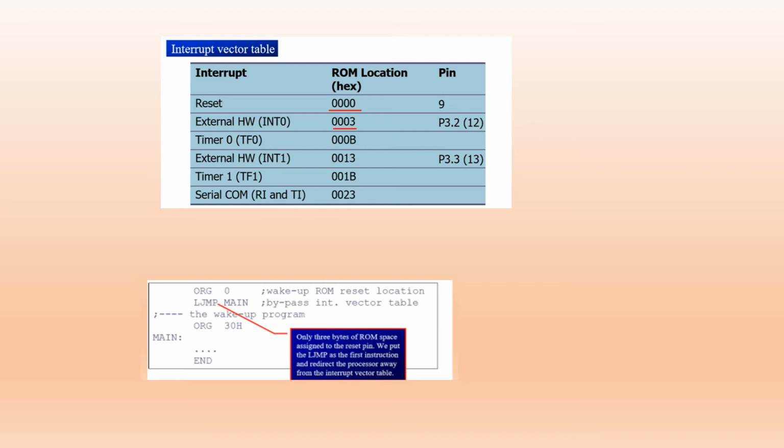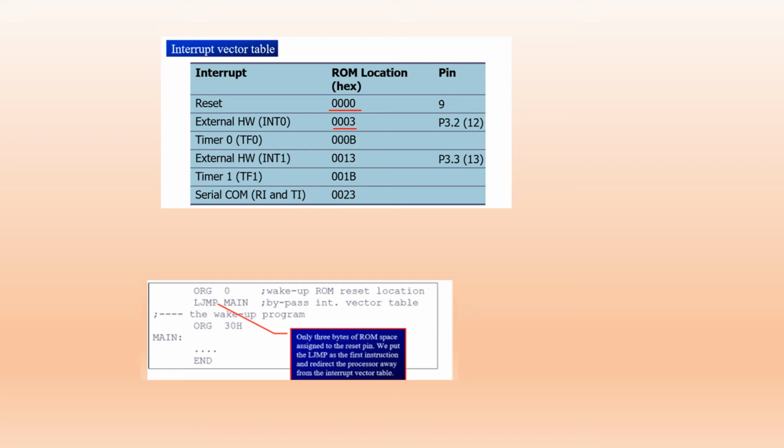There we have written either the SJMP to some address or LJMP to some address, and we go to that location, and there we are supposed to write the program. Okay, so for reset, the three memory locations 0, 1, 2 are kept. Whenever the reset happens, the PC is loaded with 0 and it comes there and sees.